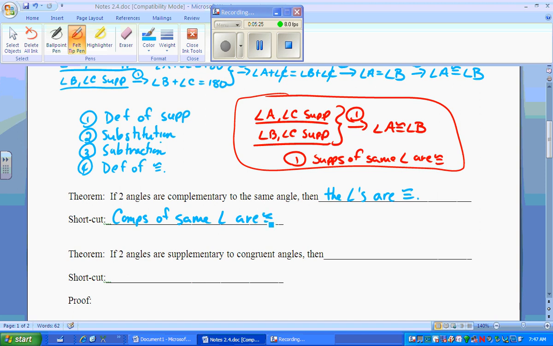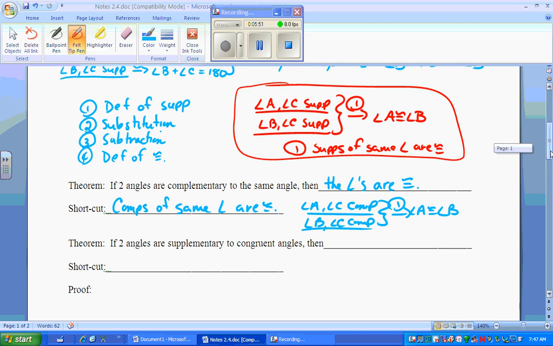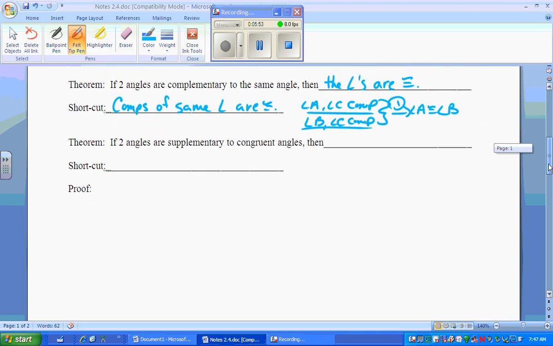angle are congruent. So it would look like A and C are complementary, B and C are complementary, which means that A is congruent to B. Not much difference there. So those were the two theorems, similar idea, just different angle measurements.